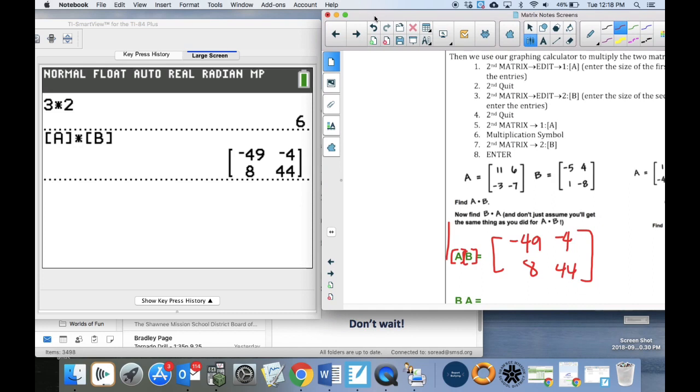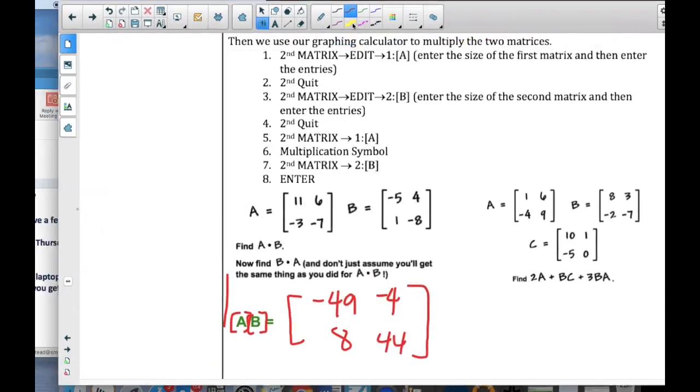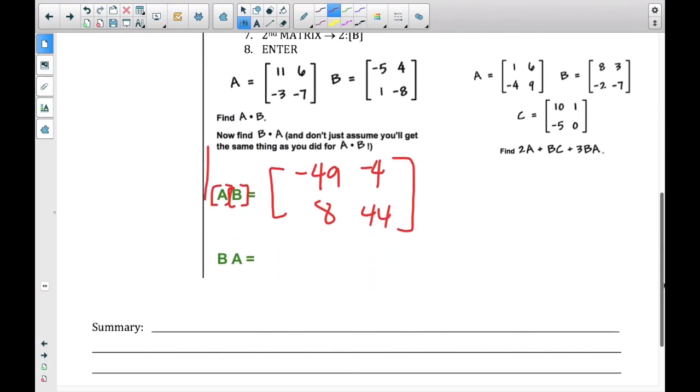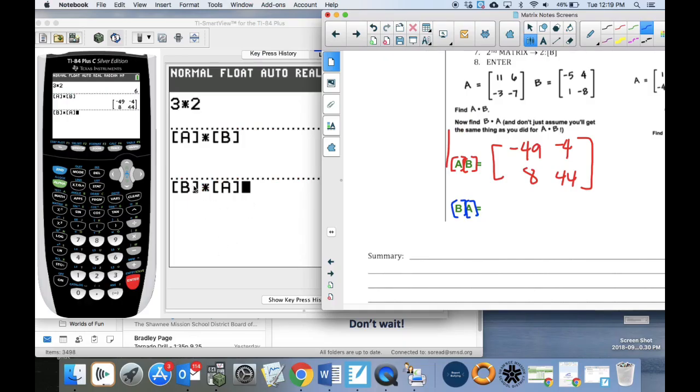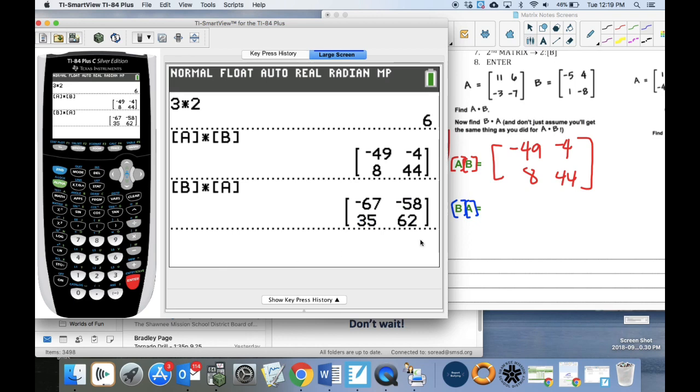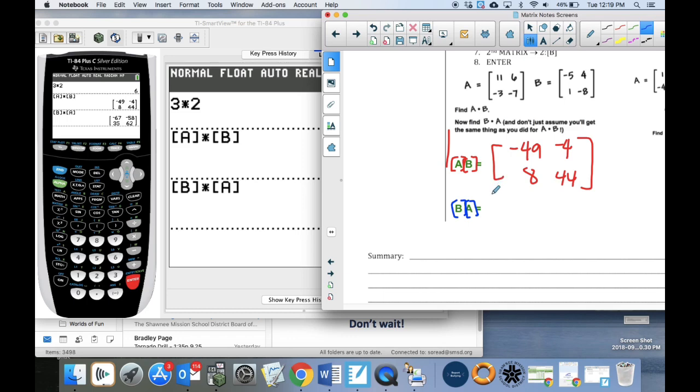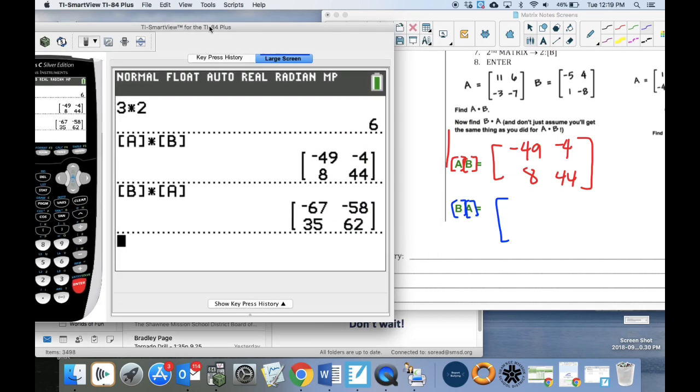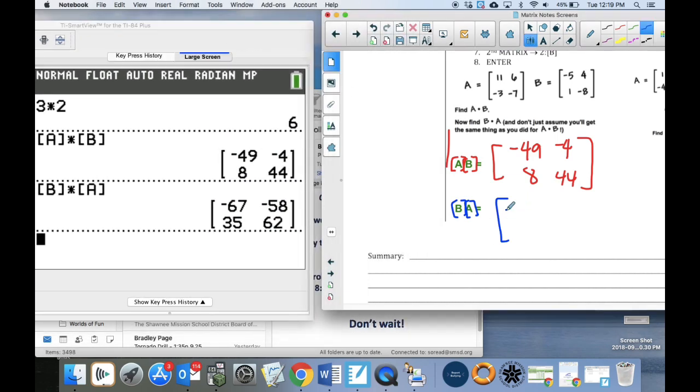Okay, the next one I want to try is B times A. So pause the video here, go back to your calculator, and see if you can do B times A. So back on your calculator, you have B times A. You hit the enter button, it gives you the answer, and we are going to write that answer onto our paper. So we're just going to write on here the answer matrix that we got. -67, -58, 35, and 62.